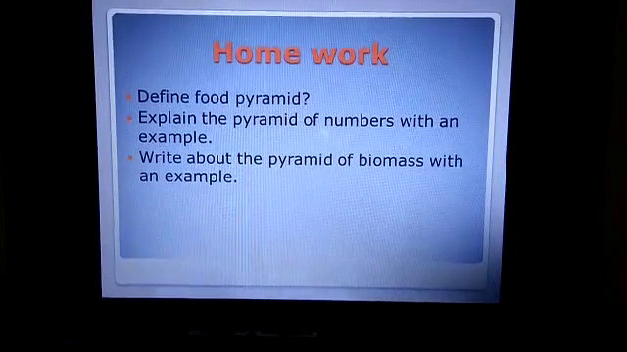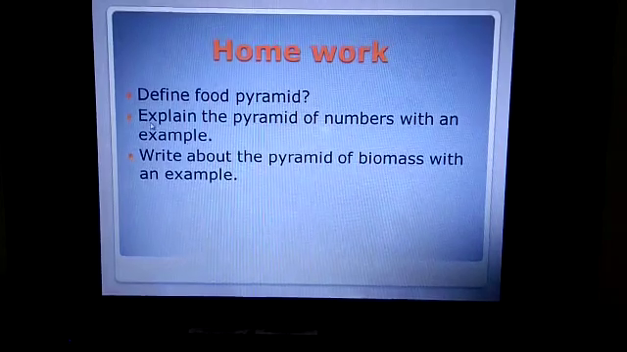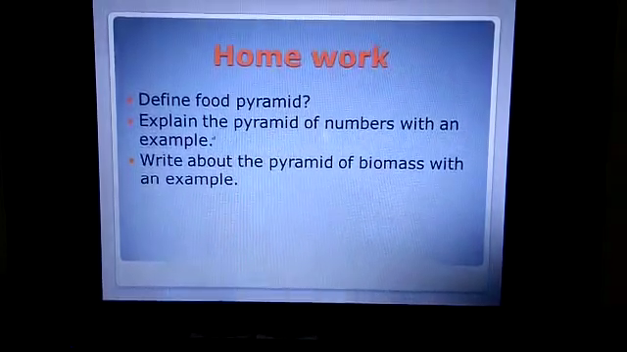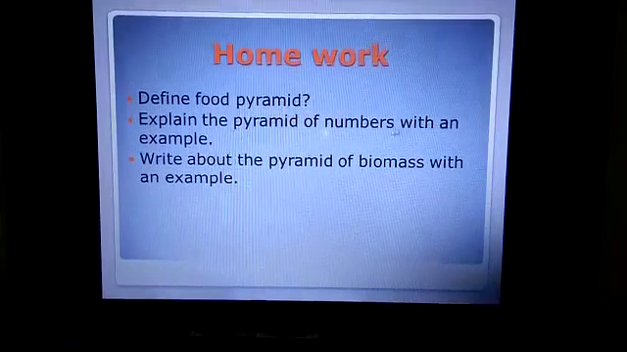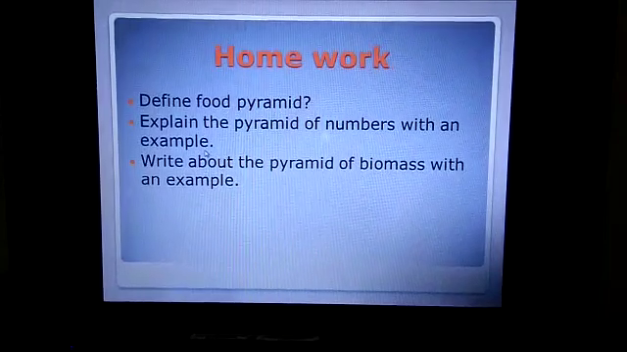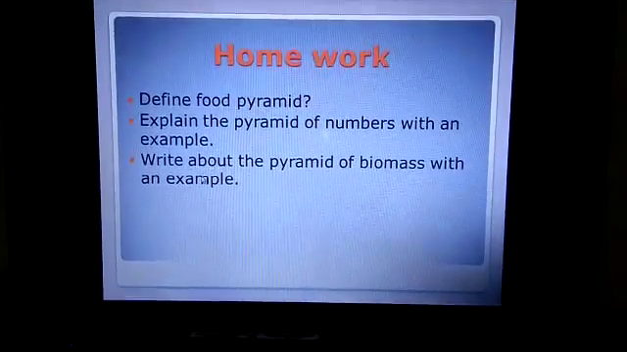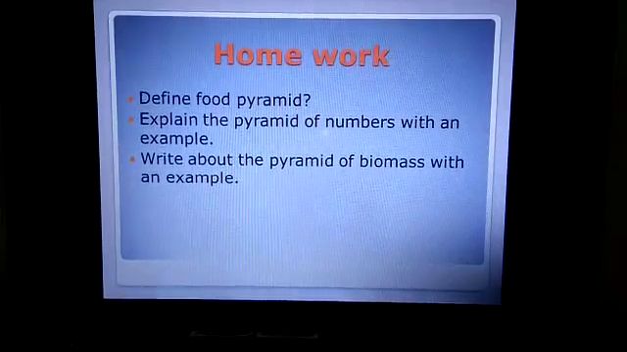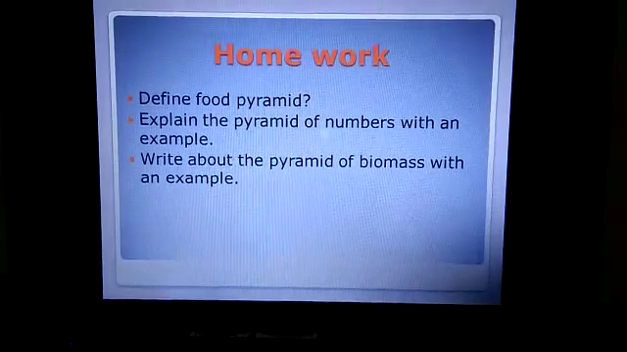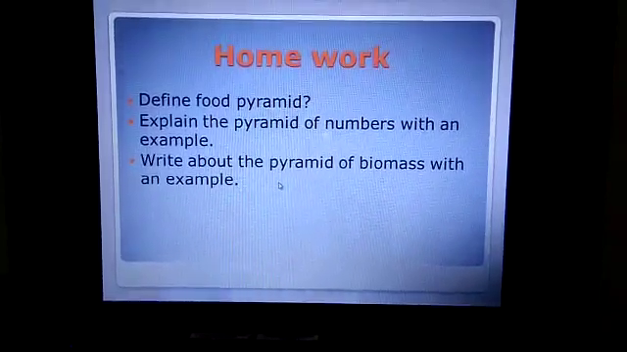Write these answers in your biology notebook. In question number 2 and question number 3, when you explain the pyramid of numbers, you will draw the pyramid of numbers which is given in your textbook, and you will do the same with the pyramid of biomass also. In both the questions, you will draw the pyramid of numbers and pyramid of biomass in your notebook.